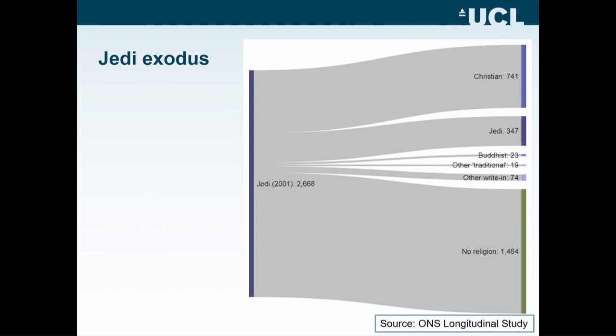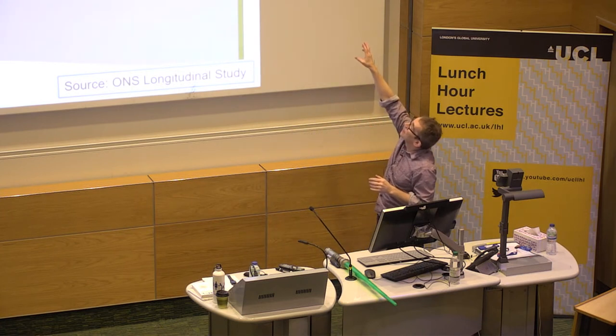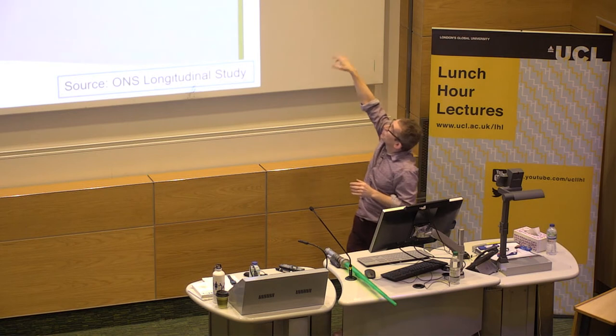In most of the numbers in the previous slide, some of the cells were masked out. That's because the numbers were small. The only religion, apart from Christianity, that had a large enough number to report were those converting from Jedi to Buddhist. But it's a fairly small set of people.